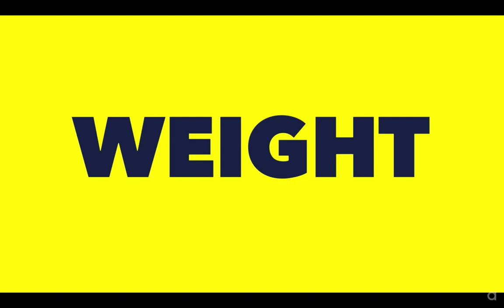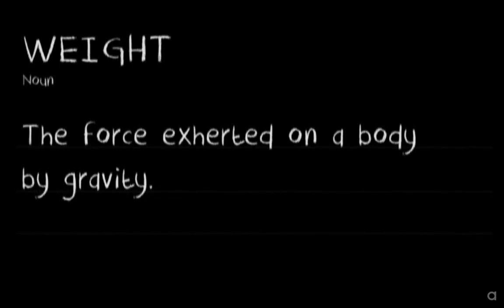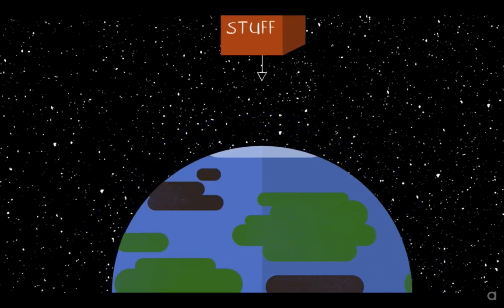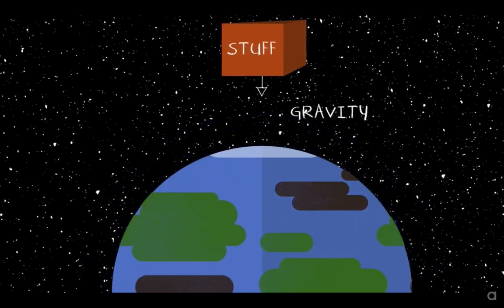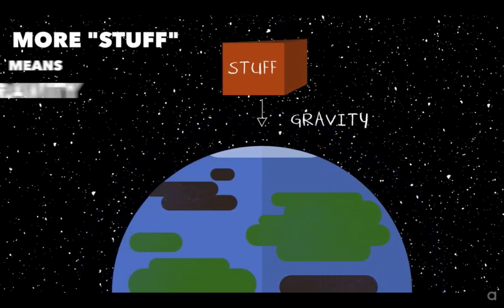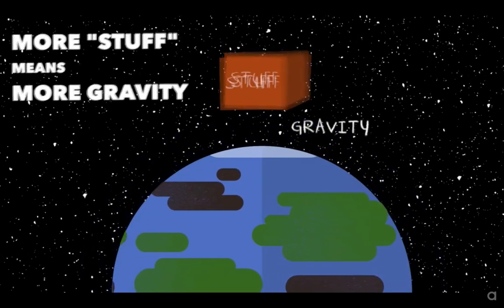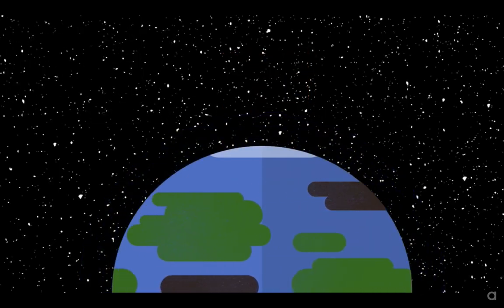So then what is weight? According to physics, weight is the force exerted on a body by gravity. Normal people terms, please. In other words, the Earth is constantly trying to pull everything near it down towards its center. That's how gravity works. And the more mass or stuff something is made of, the more stuff gravity can pull on. Therefore, the stronger the force of gravity gets.